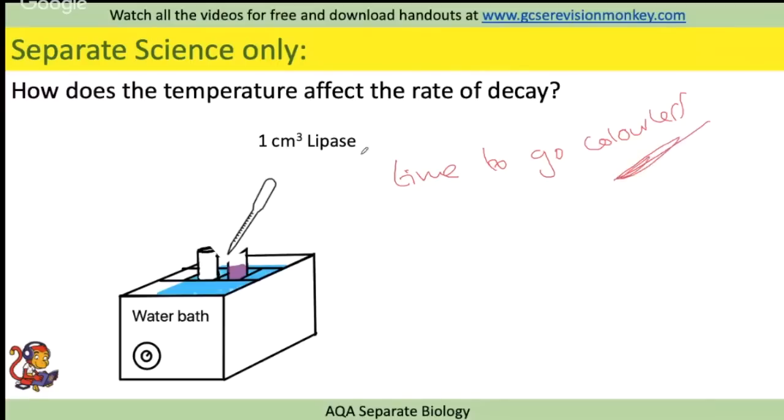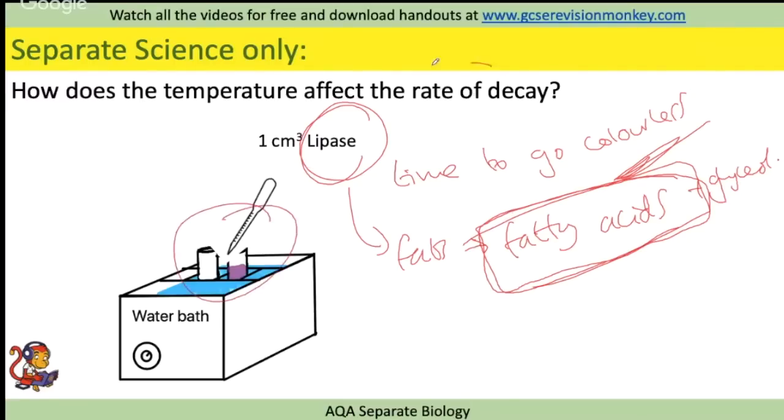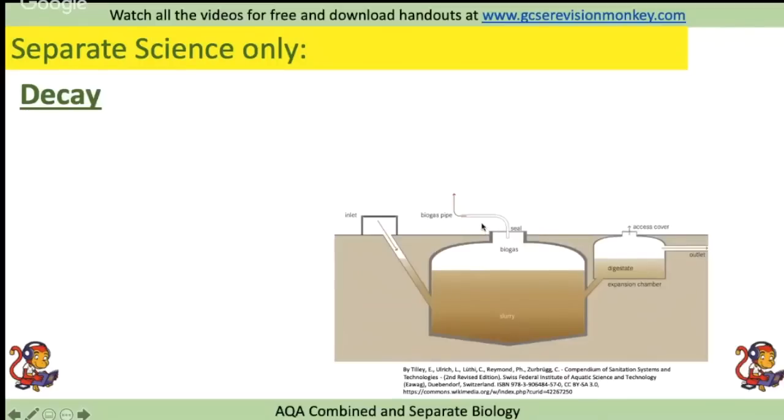Now, the reason it's going colourless is because the lipase is breaking down the fats in the milk into fatty acids. Okay, so it's changing the conditions. We started off with alkali. Don't worry about the glycerol as well. We're concentrating on the fatty acids, but it breaks it into the fatty acids, making it acidic. Again, because it's a colour change, if we're calculating the rate of decay, you might be using the equation rate equals 1,000 divided by time. So that's the other required practical that they might talk to you about.